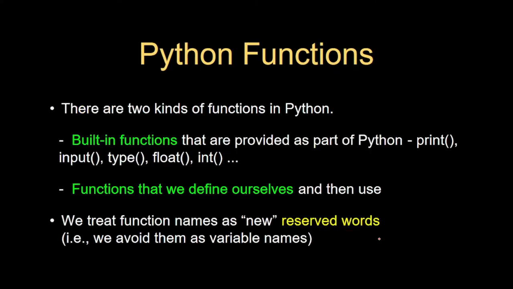Good. There are two kinds of functions in Python programming. The first one is the built-in function, that means provided as a part of Python: print, input, type, as you see here. This is a built-in function in Python. This is also a built-in function. And the second one is functions that we define on our own, or custom functions, or user-defined functions, like in C++, Java, and others. In Java they are methods, in C++ functions, and the like.